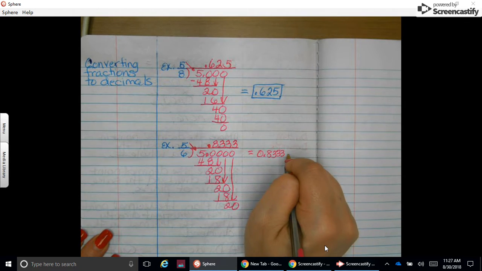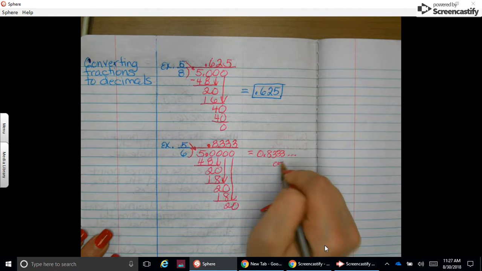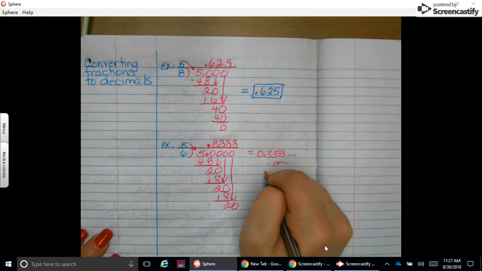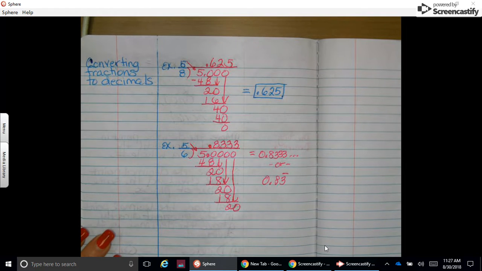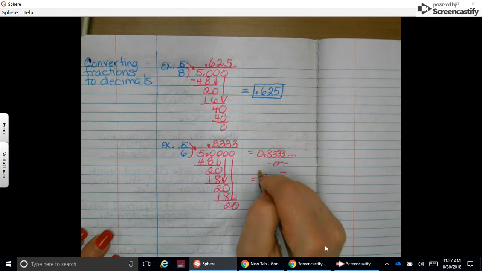0.8333, or in math we would write 0.83 with a line over the 3. That's called a bar notation. What that means is that the 3 goes on forever. So we're just going to cut it off at the digit we know keeps repeating forever and draw the bar over it to save us from writing it over and over and over. Are y'all with me? Yes. Good. And so that would be my answer, and I would box it out.